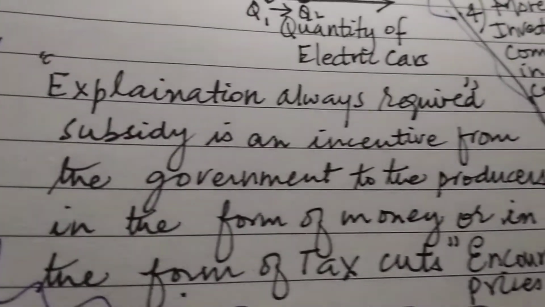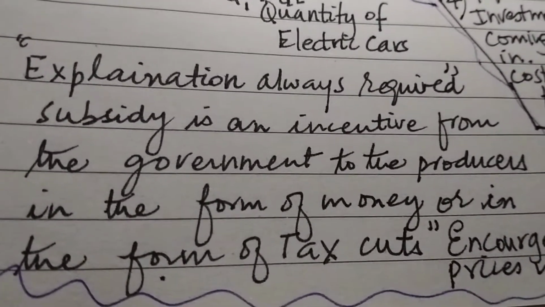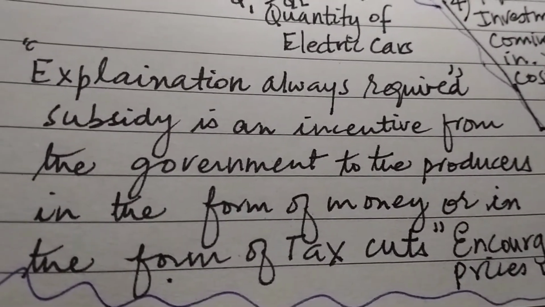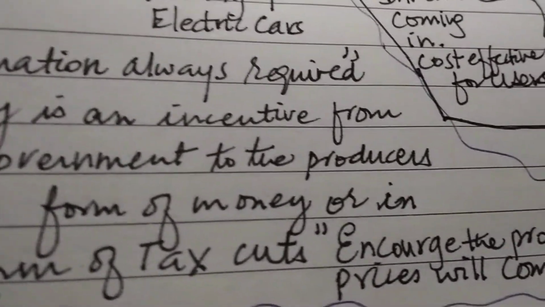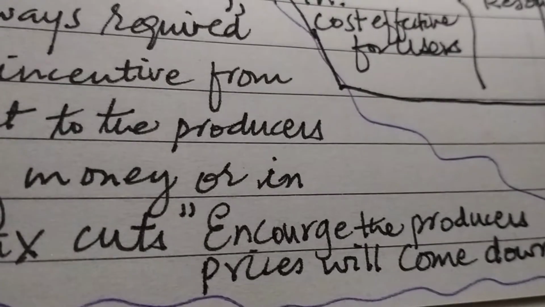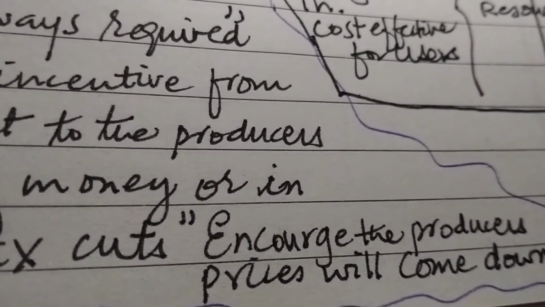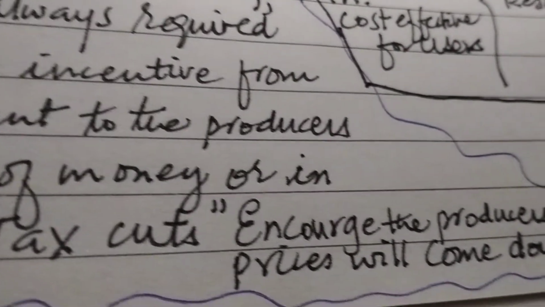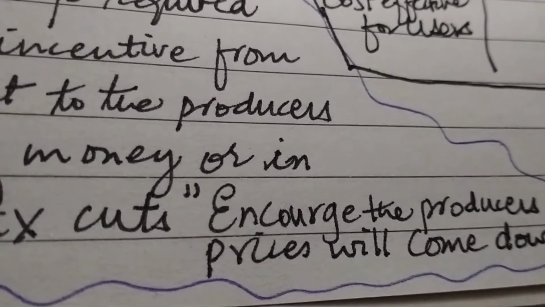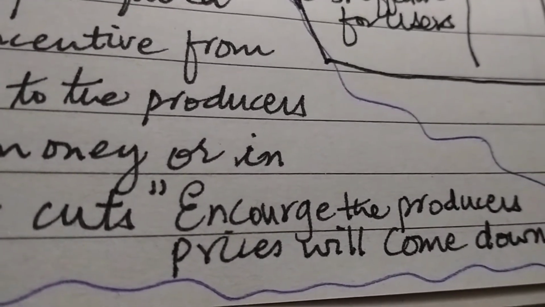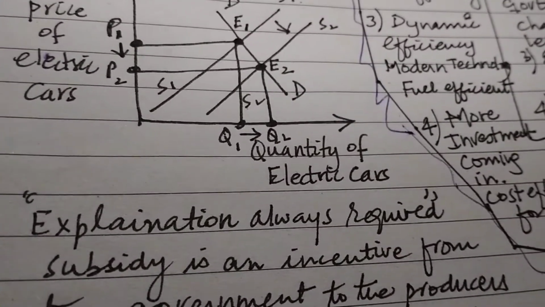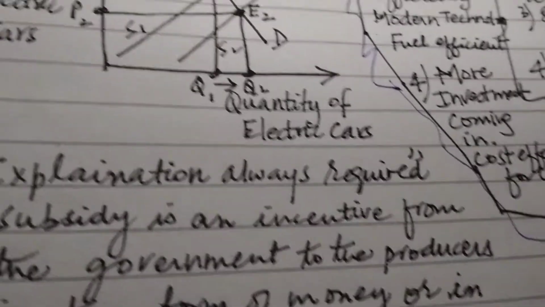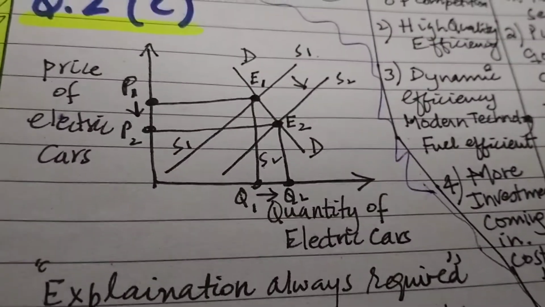So a subsidy is an incentive from the government to the producers in the form of money or in the form of tax cuts, means reduction in tax, that will encourage the producers to produce more. They will increase the level of supply, and when the supplies are increasing, prices will definitely come down for electric cars. Remember that this question was related to electric cars, so you have to mention the specific good, electric cars, in it.